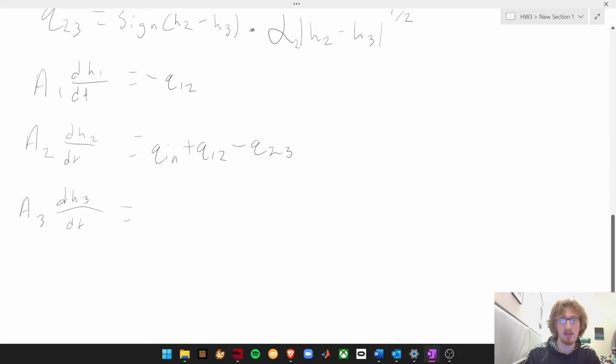And then it's a very similar process for tank 3. Our Qin in this case is going to be the outflow from tank 2 to tank 3 minus the outflow of tank 3. So now let's take a look at this Qin here.